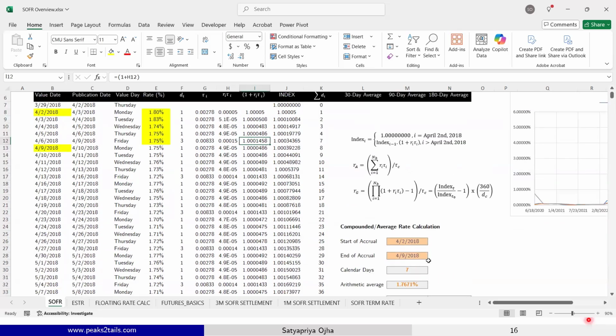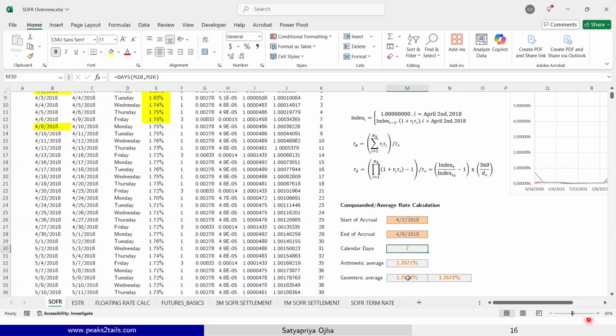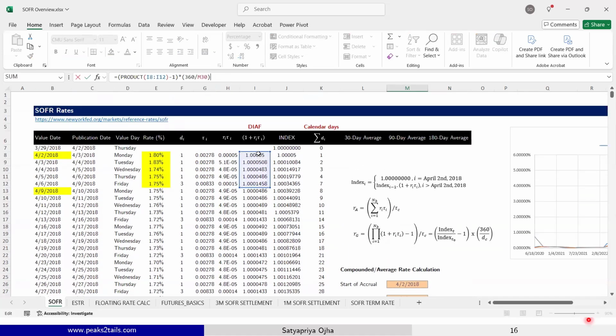These are the steps, so let's go through them here. This is my accrual period of 1 week. The start date is 4/2, the end date is 4/9, and in between we have an entire week, so 7 calendar days. Let's do the geometric average first, then I'll talk about the arithmetic average. The geometric average, as we discussed, is very simple. Take the product of all these 1 plus r tau terms, just multiply them. That's the total growth factor over the entire week. Minus 1 gives you the interest amount. Then you annualize, so times 360 divided by 7, where 7 is the number of days in that week.